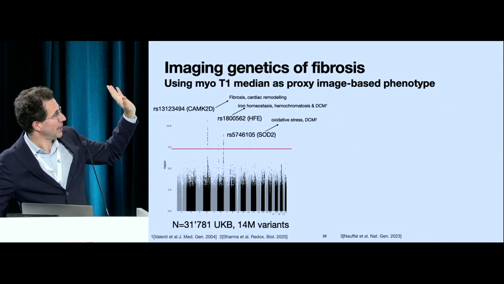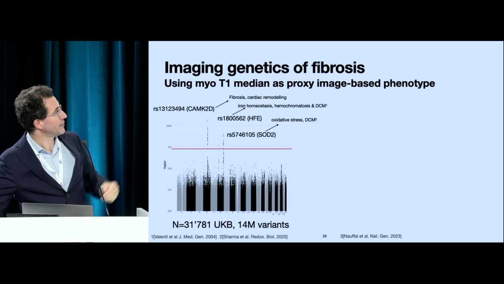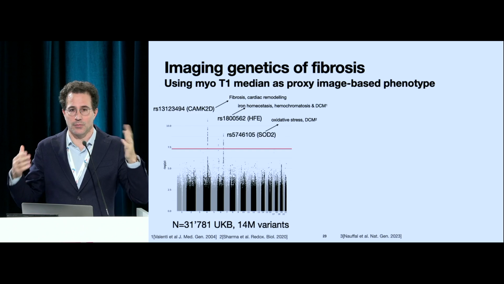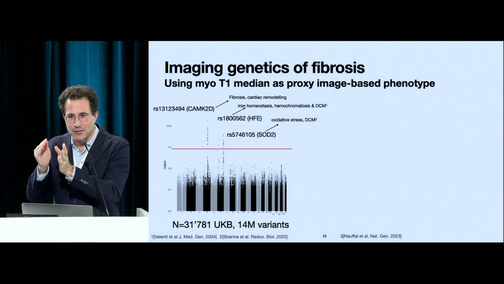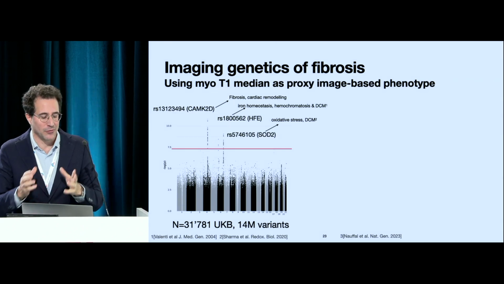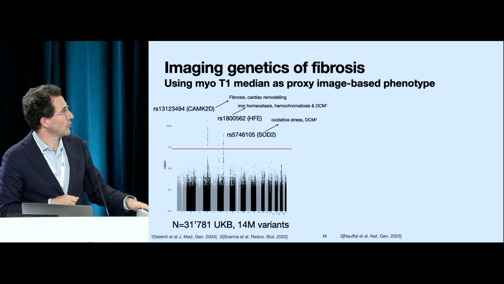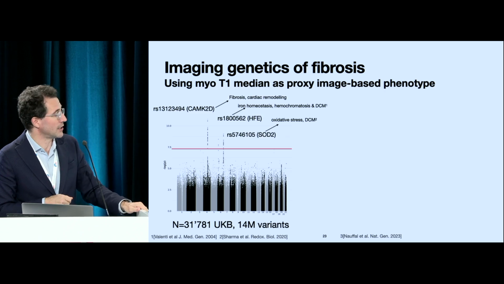These genes are extremely interesting. The first one is involved directly in fibrosis and cardiac remodeling. So you might think, duh, but it's not so clear that the imaging phenotype directly reflects the pathway. So this is very nice for us. Also, hemochromatosis and DCM, and the last one also has links to DCM, right?